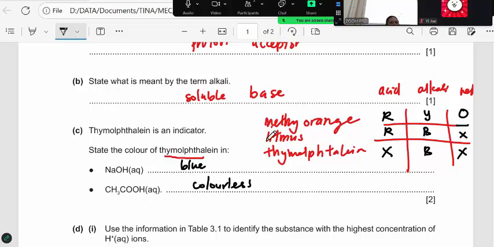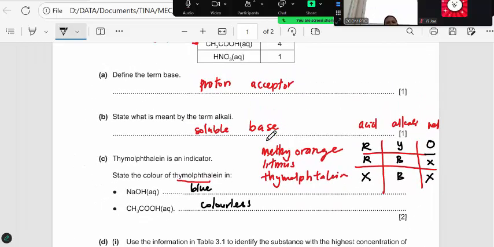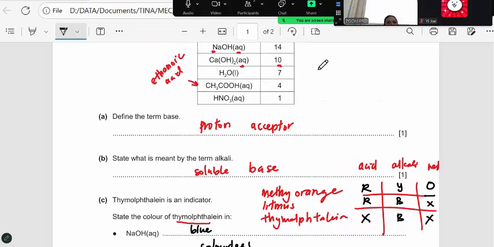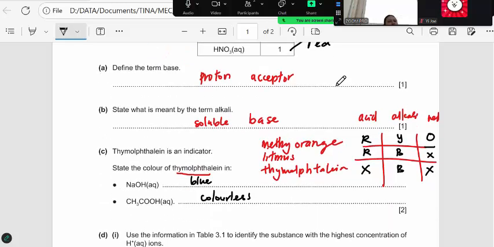The problem with this is all of these indicators do not tell you the pH. So what happens is in litmus, for example, these two will be blue and these two will be red. That's it. Okay, you won't know the pH. So these indicators only tell you whether it's acid or alkali. They don't tell you the pH. In order to know the pH, you must use what? Universal indicator. Okay, you must use universal indicator. Got it?